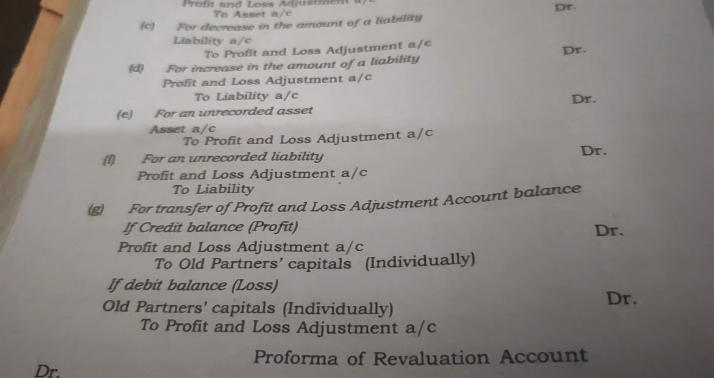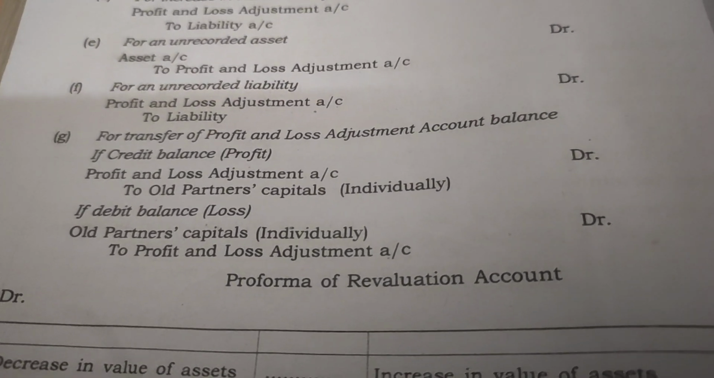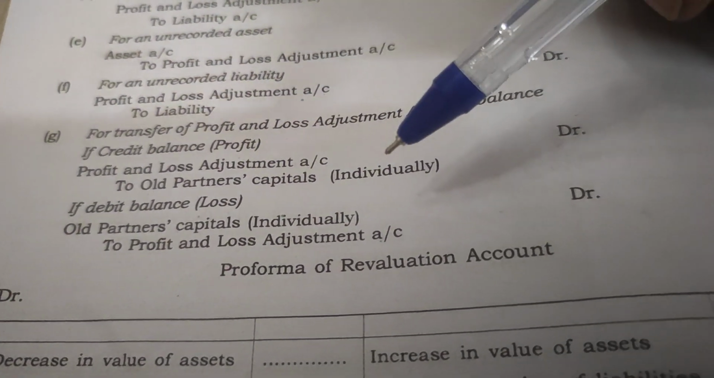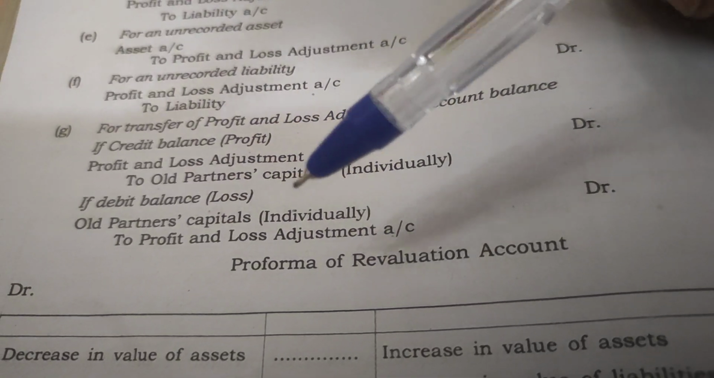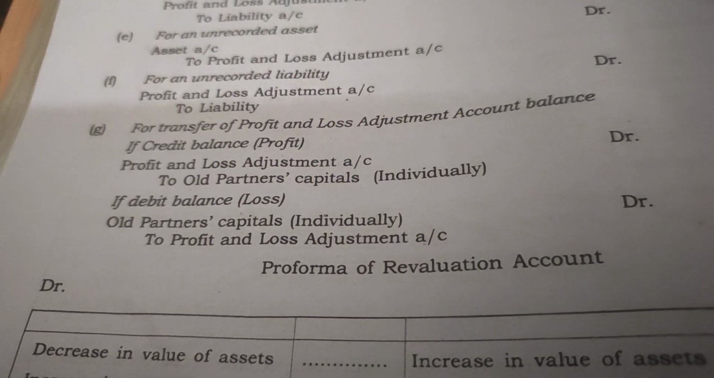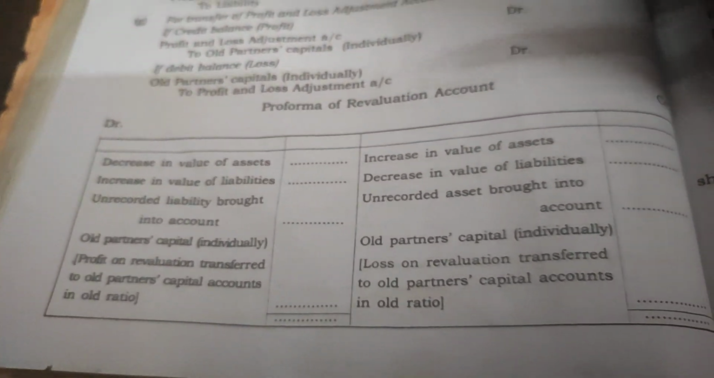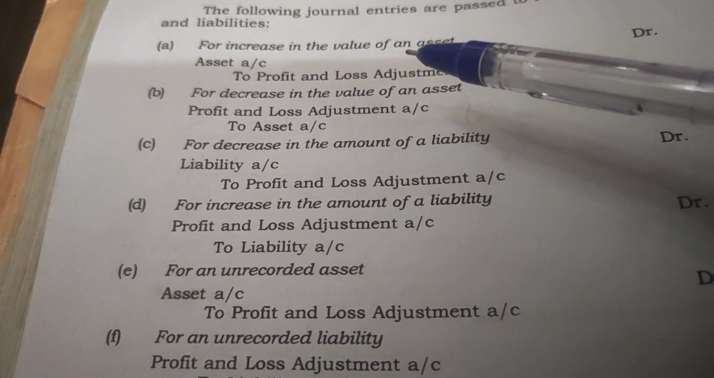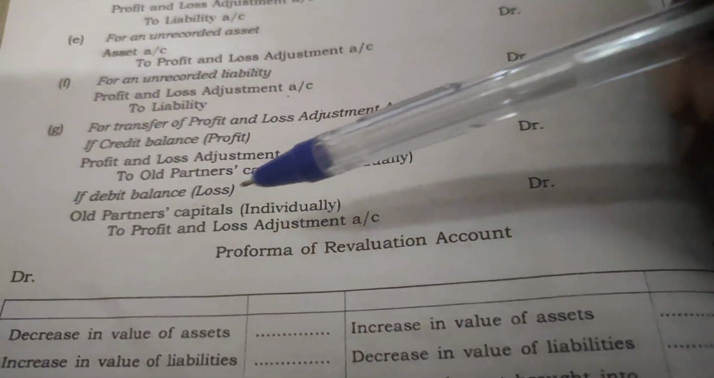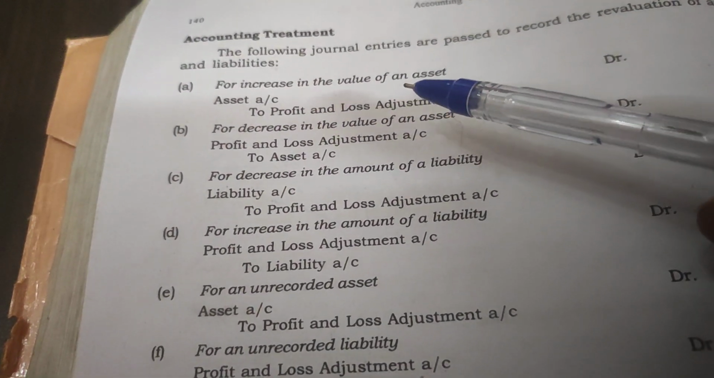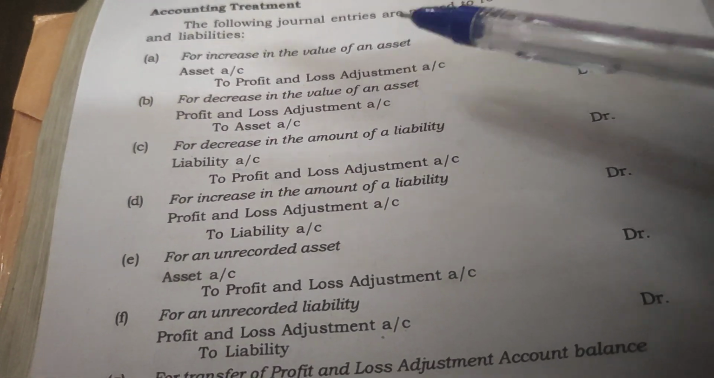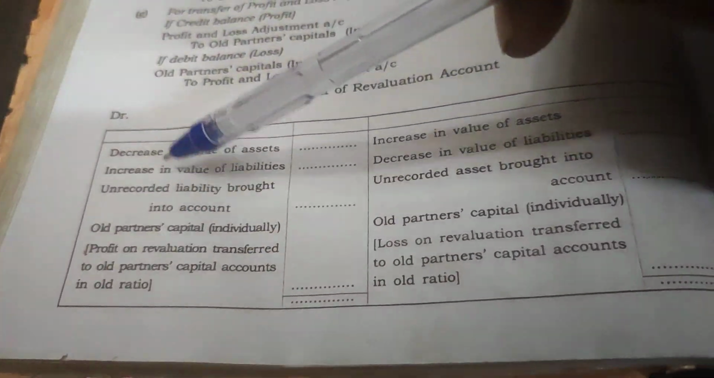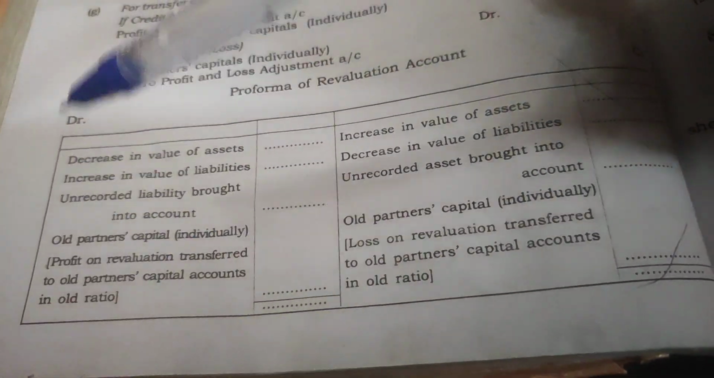For the transfer of the profit and loss adjustment account balance, if it is a credit balance, profit and loss adjustment account debited to all partners' capital accounts. If it is a debit balance, that is a loss, all partners' capital accounts debited to profit and loss adjustment account. Here is the format of the revaluation account. As it is an account, the debit entries made in the journal will be transferred to the credit side and the credit entries to the debit side. So this account will be in this form.